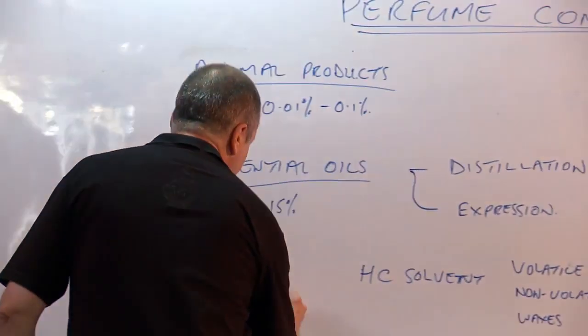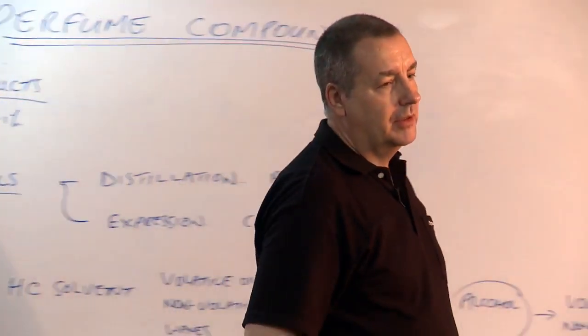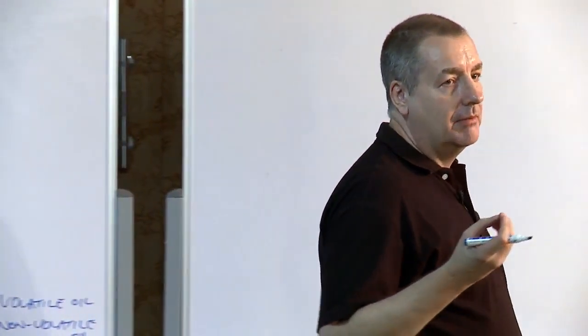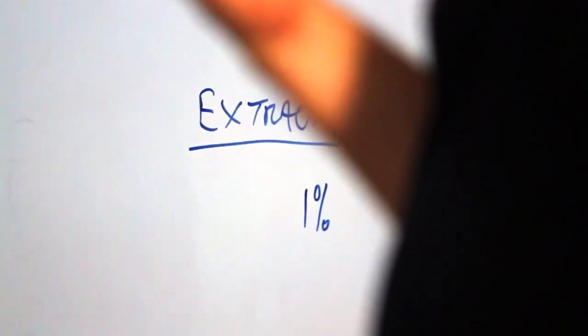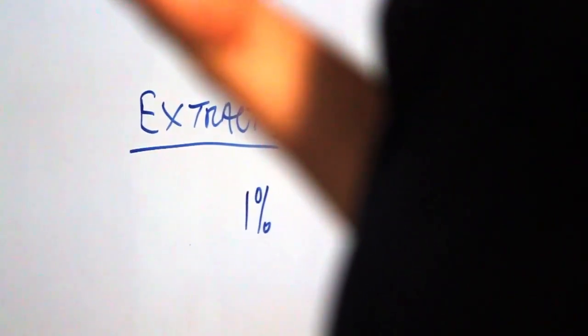Extracts, typically nowadays, absolutes and things, will make up probably less than 1% of a perfume compound. The method of using extraction is more expensive. The yields are lower. It takes 1,000 kilos of rose petals to make about 1 kilo of rose absolute. And if you imagine 1,000 kilos of rose petals, that's about a 40-foot container load. Yeah, just to make 1 kilo.